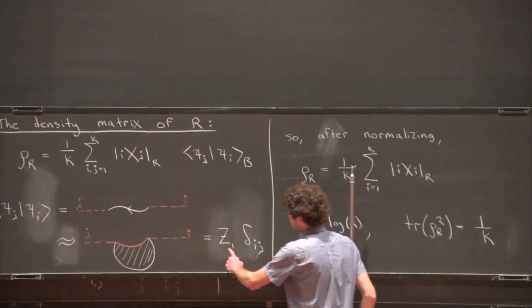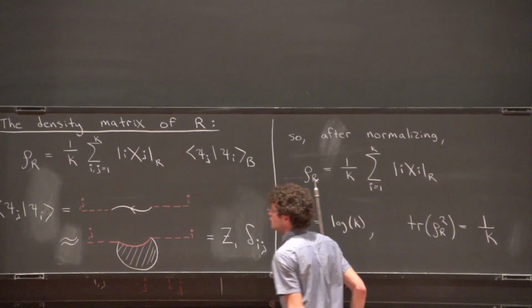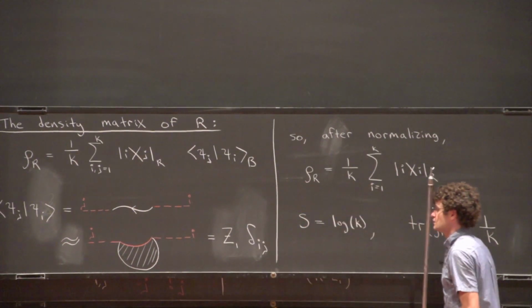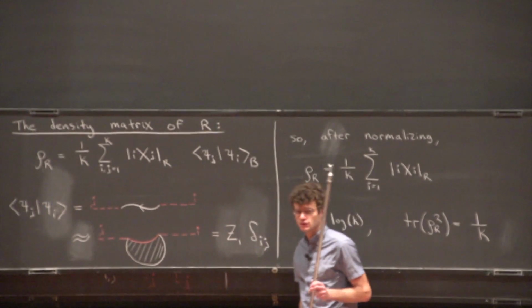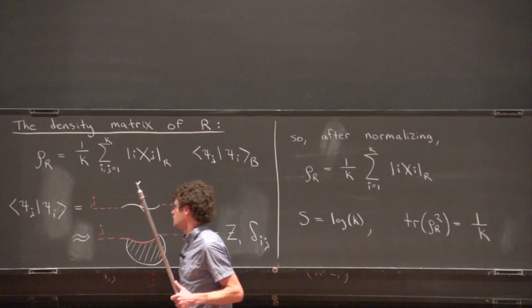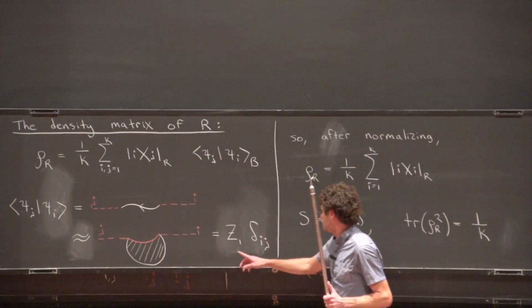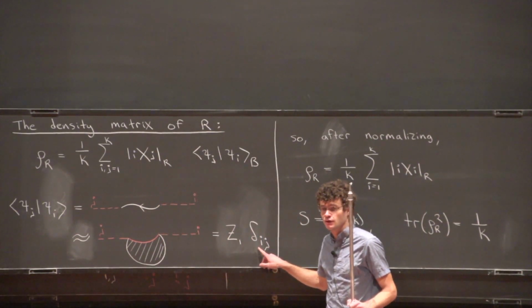And we use the notation z1 for the path integral in this shaded region. This is some JT gravity computation for the integral over geometries in this shaded region. So the full answer for this amplitude, psi j inner product psi I, is this path integral z1 times Kronecker delta ij.